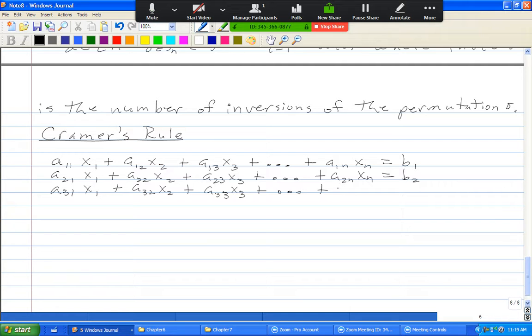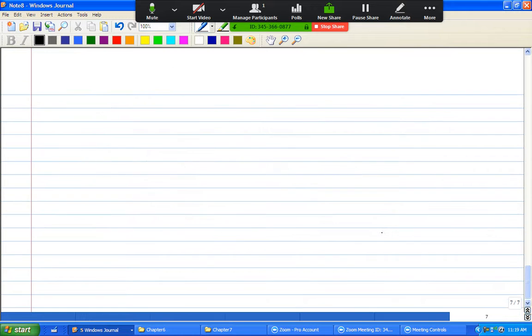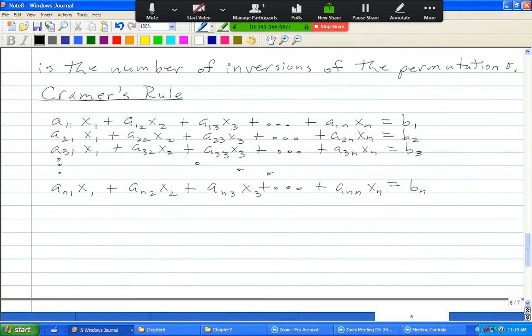Okay, and suppose I have n of these. So a_n1 x1, a_n2 x2, a_n3 x3, a_nn xn. Okay, so suppose I have an n by n system.